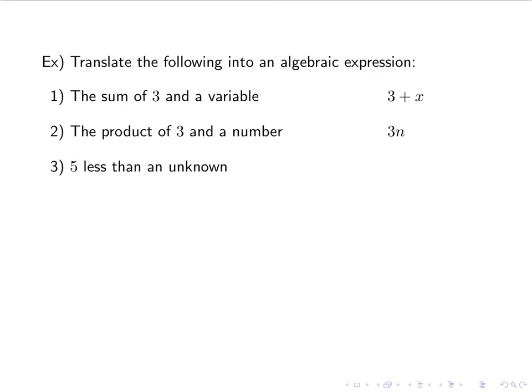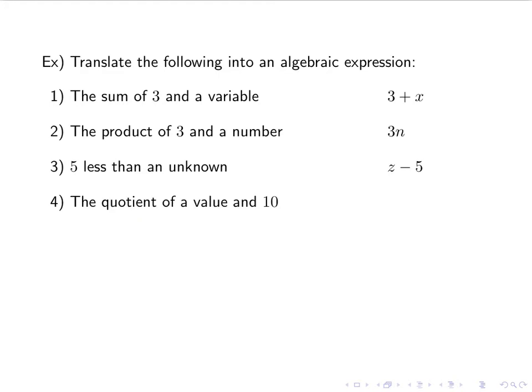5 less than an unknown. So less than is one of those key ones where the numbers are going to change. So it's not 5 minus an unknown, it's some unknown minus 5. And again, I can put whatever I want as that unknown. So I have z minus 5 in this case. But again, with these two, the order is switching.